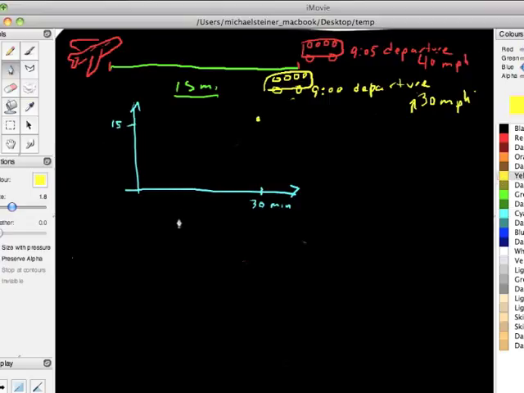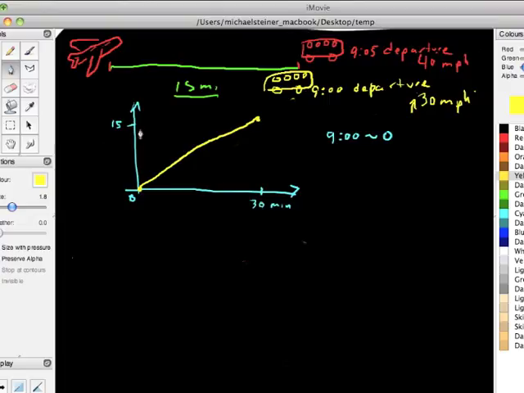The next thing that I've also implied by this drawing is that 9 o'clock corresponds to 0 minutes. We know that at time 0 we're at the bus depot, and it's going to be a straight line because we're going exactly 30 miles per hour. What's the slope of this line? The slope of this line is rise over run, 15 over 30, which is 1/2. And I think that's the answer to the first one.